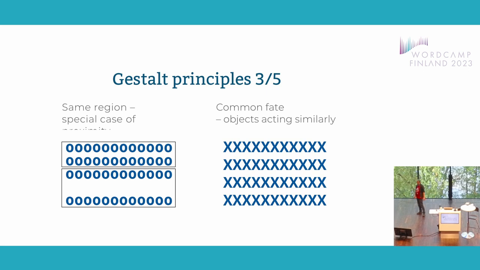The next principle here on the same page is the same region. This is a special case of proximity. Even if we see proximity with the O's or circles, some of them are very close to each other, and there's one group that is more distant. With proximity only, we would see one big group and one small group. But then we can add some lines. With the same region principle, we can break them apart. When we draw small lines, we process them as two groups with the same number of items in them.